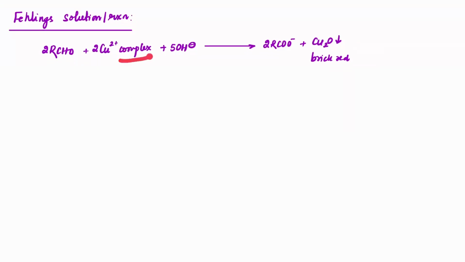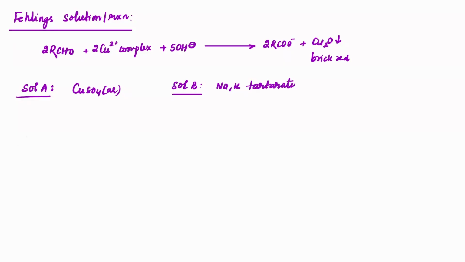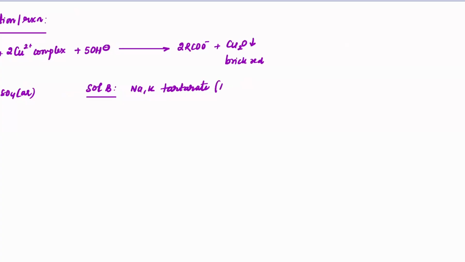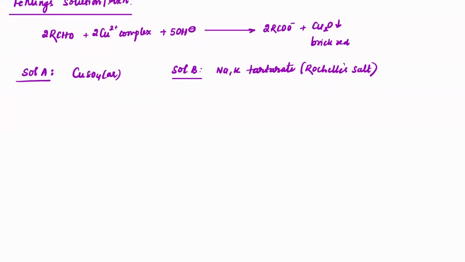Now, what is this complex exactly? See, solution 1 or solution A, Fehling's solution A, is aqueous copper sulfate. Solution B here is sodium potassium tartarate. Sodium potassium tartarate has one more name, which is Rochelle's salt. It's also called Rochelle salt.